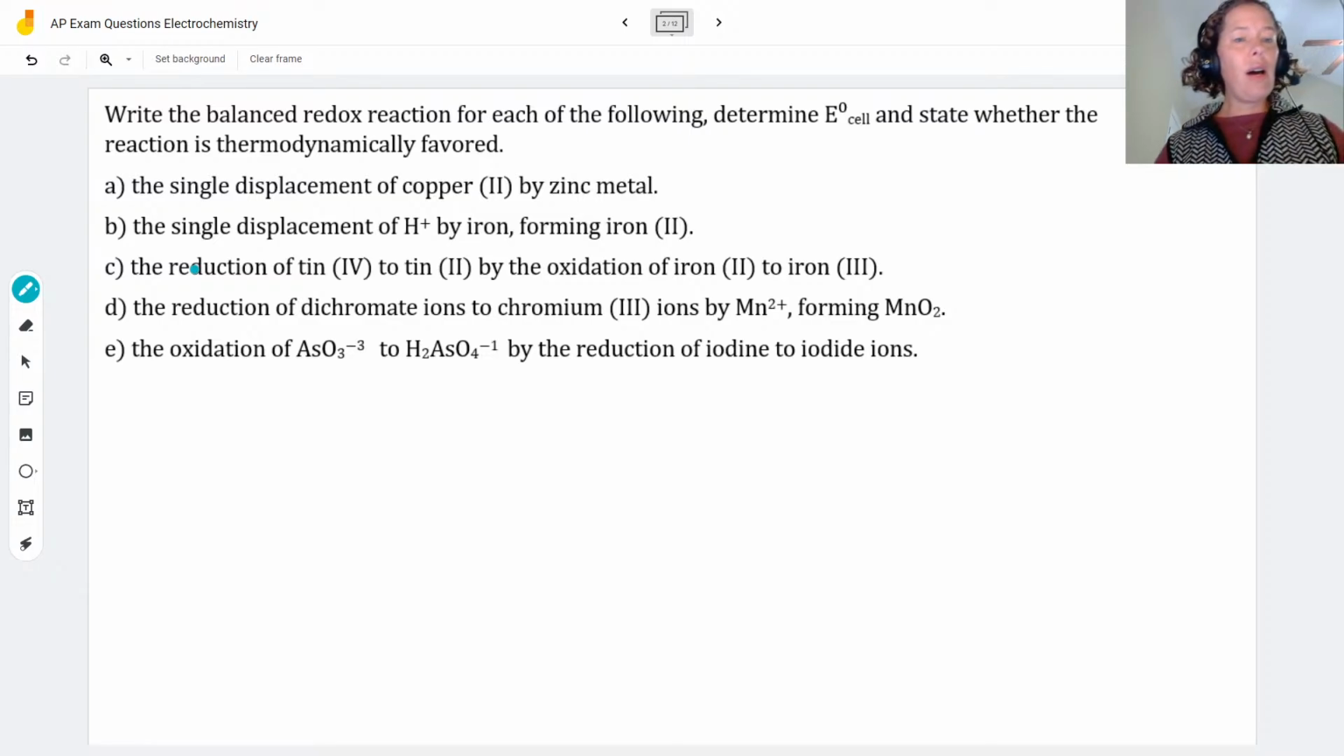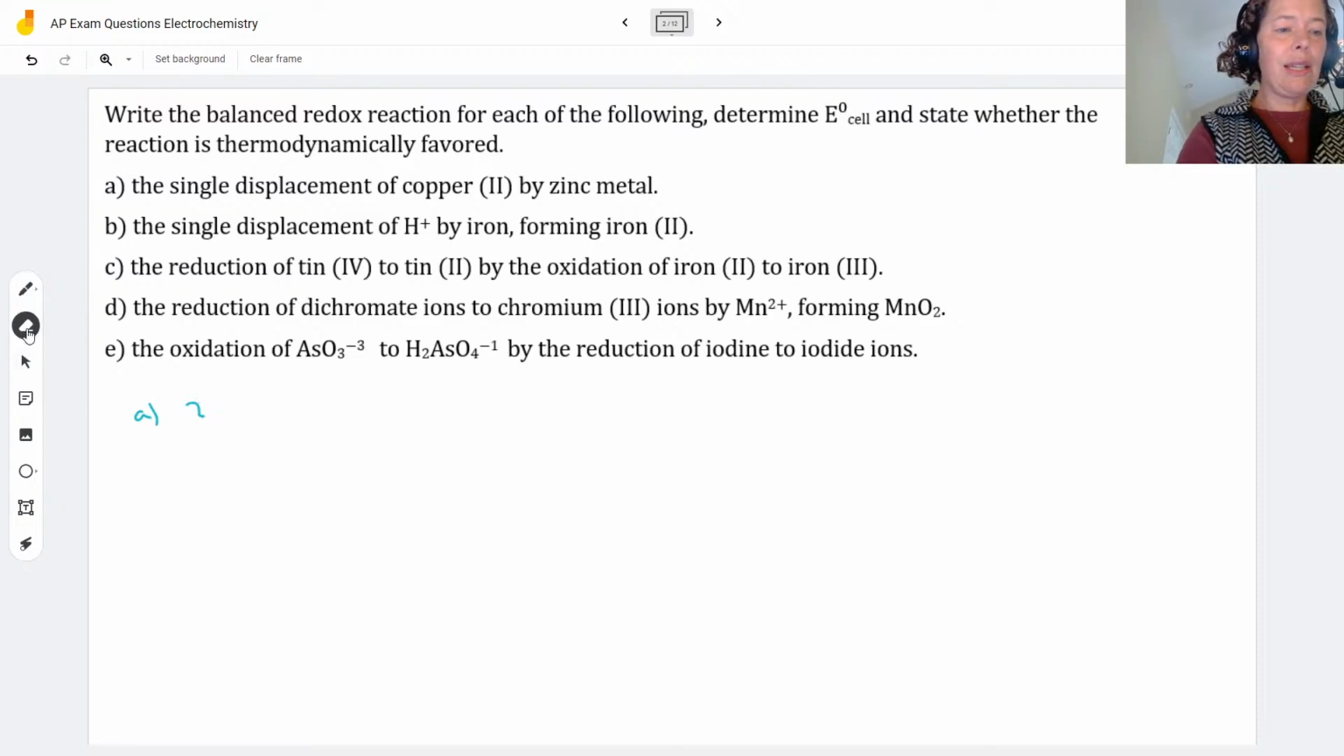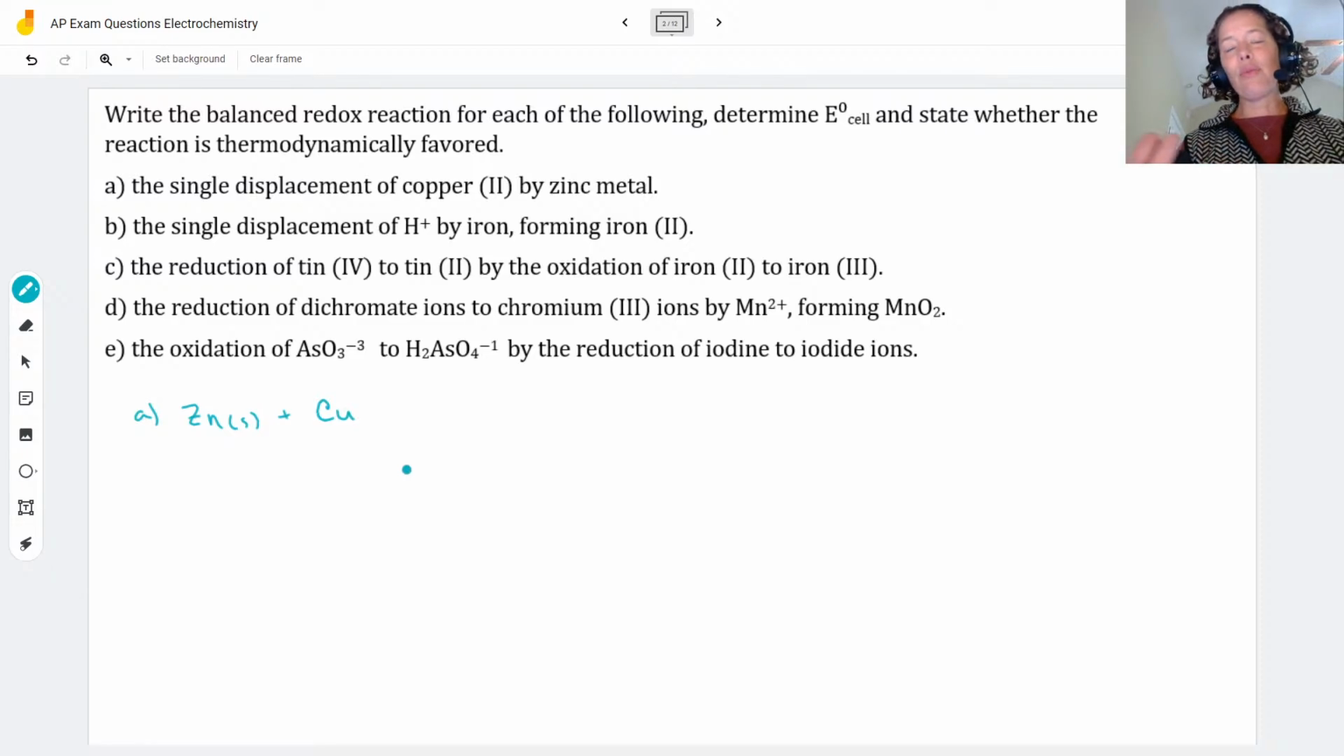So for A, the displacement of copper 2 by zinc metal, I'm actually going to put in what are my spectator ions. So this is for A. We have zinc metal, so that's our solid. It's replacing our copper 2. So instead of just writing copper 2, I'm going to give it an anion. Now, you can make the anion whatever you want. I'm just going to go ahead and give it a nitrate anion. You could do chloride. You can do anything.